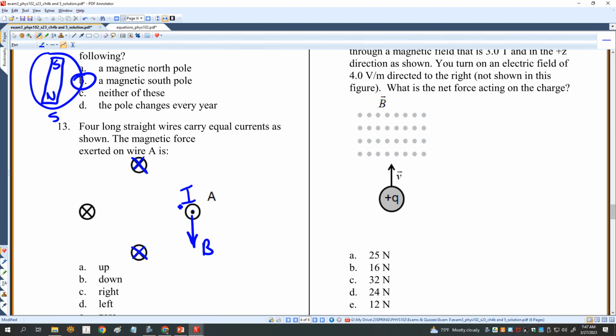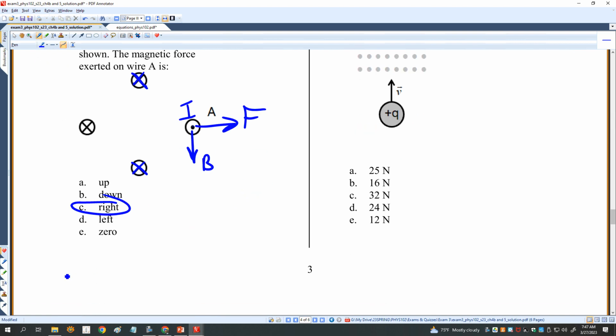So I have a current that's out of the page and a magnetic field that is down. Current out, magnetic field down. That's going to give me a force to the right. So C is the right answer there.